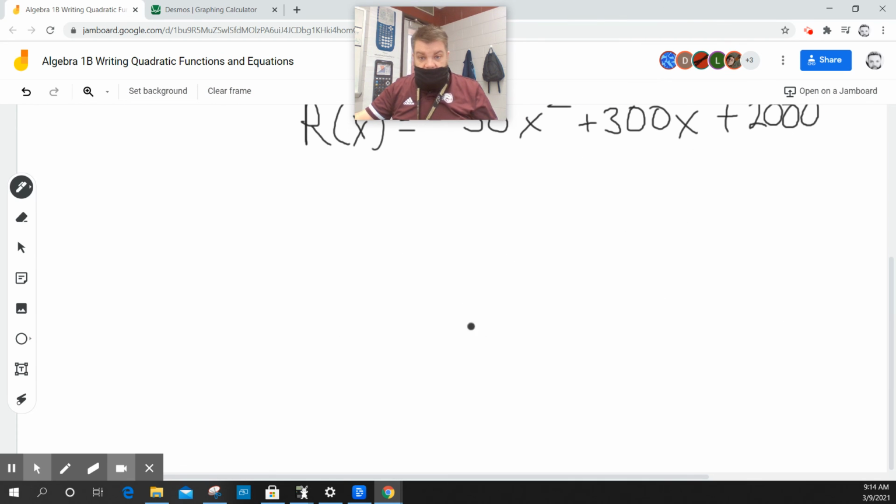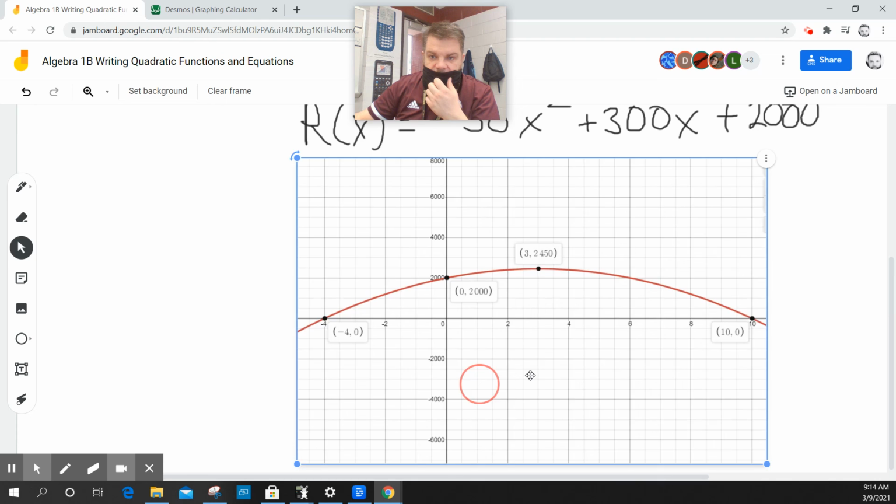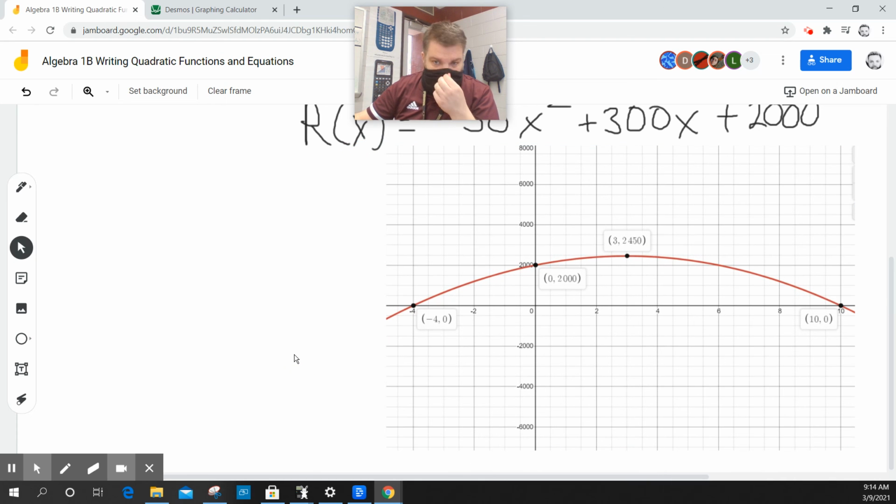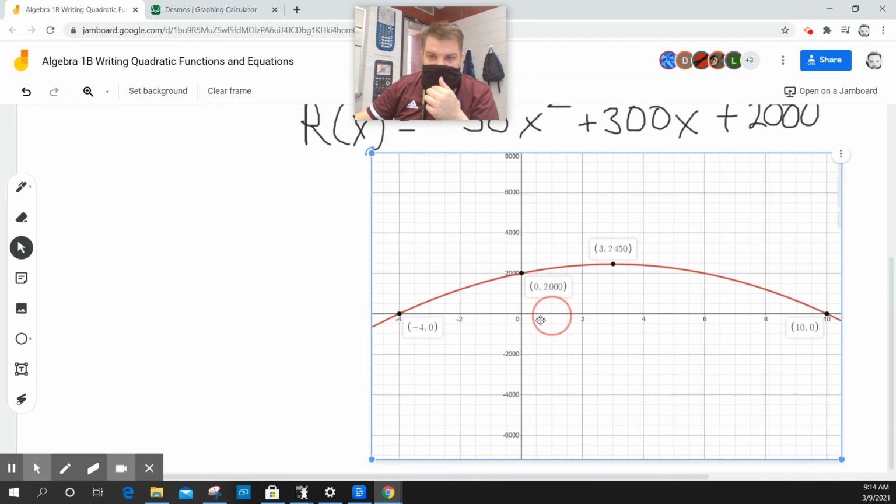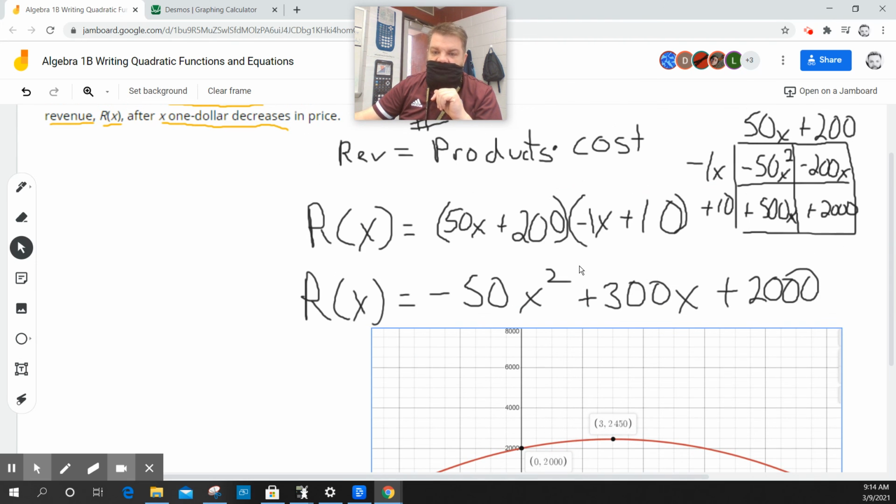So let's scroll down here. And this is what it looks like graphically. Okay. So when you go to do your homework, you're going to look for a graph that looks like this, but we got it from this graph right here. Okay. Any questions?